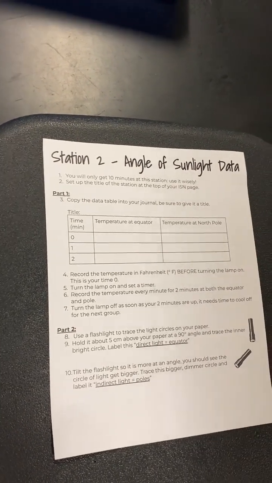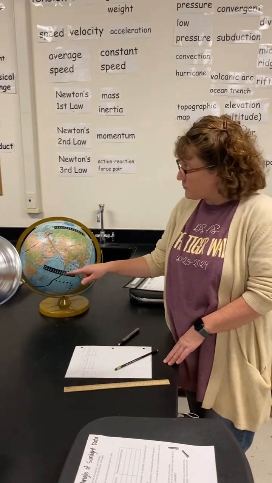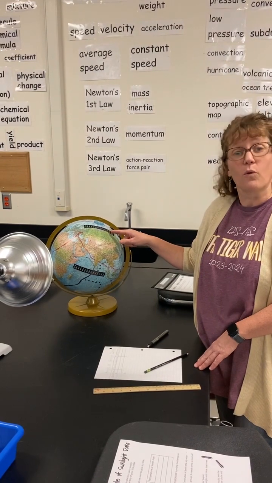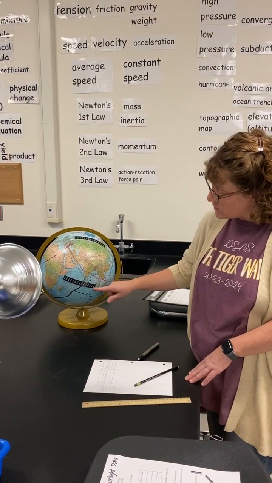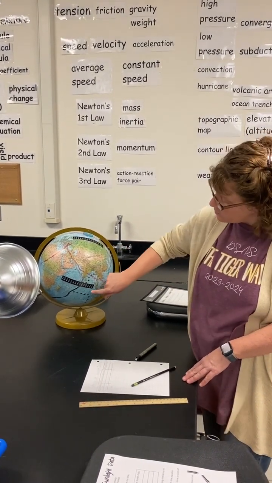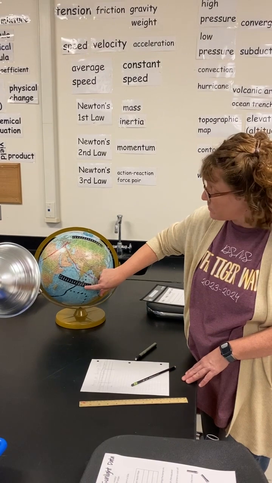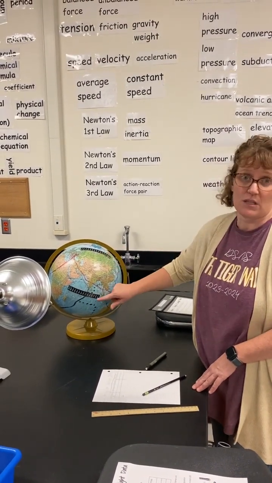Once you have this recorded in your journal, here's what you're going to do. The time 0 is the temperature of both the equator and the North Pole before you turn the lamp on. That's important to record before you change anything. You're going to make sure to look at the bigger number on the thermometer, which is your Fahrenheit temperature. And there'll be a little colored bar to indicate the temperature. For example, right now it's 72 degrees in both locations.